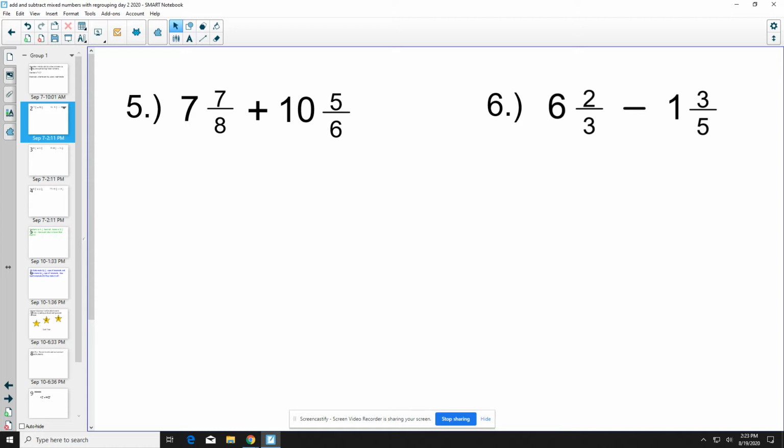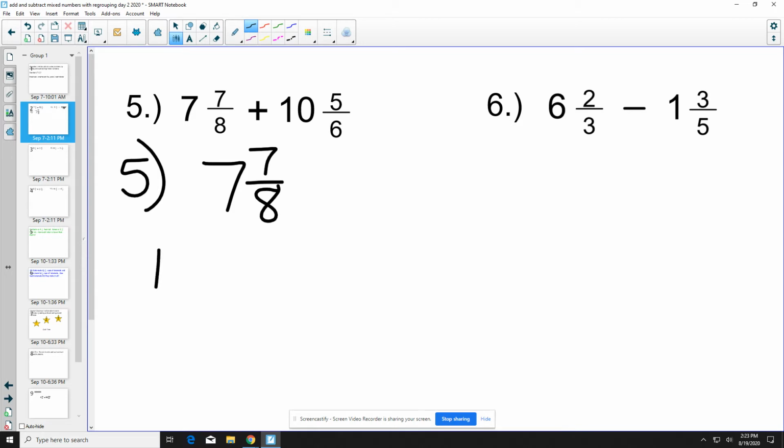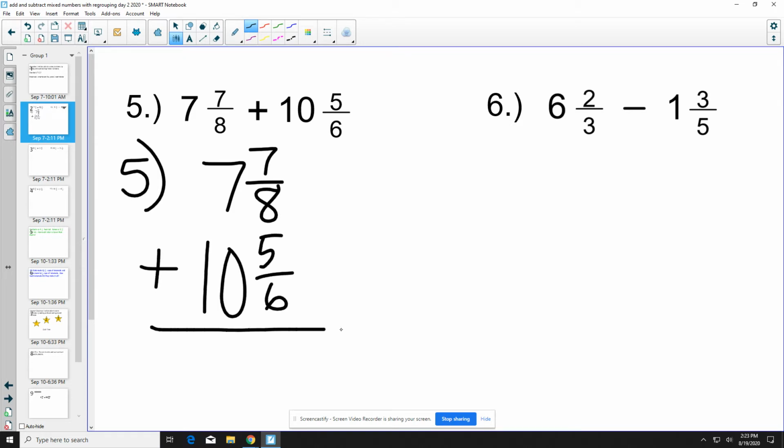So go ahead and write in your notebook 7 7/8. And when you write this for number 5, I would write the problem going up and down. So 7 7/8 plus 10 5/6 like this. Okay, go ahead and write that in your notes. Remember, when we add and subtract mixed numbers, we need a common denominator.